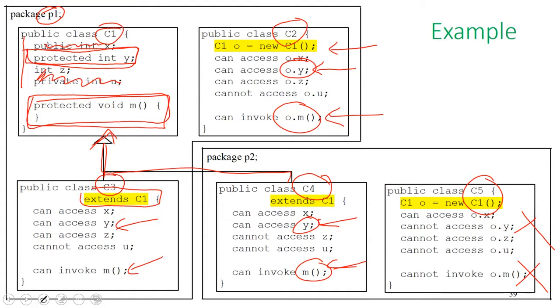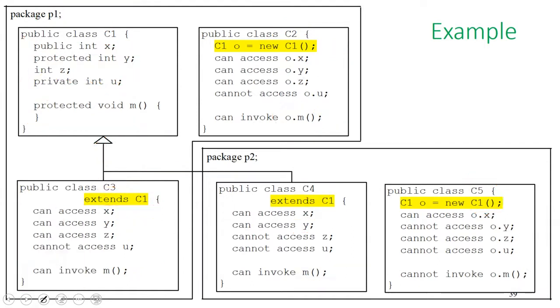Now, if I said that C5, so let me clear the diagram here, if I said that C5 inherited from C1, then yes, protected would extend me the access to Y and M. If I said that class C5 inherited from C4, and C4 inherits from C1, then by transitivity, C5 is an indirect subclass of C1. Therefore, the protected keyword would also grant me access.